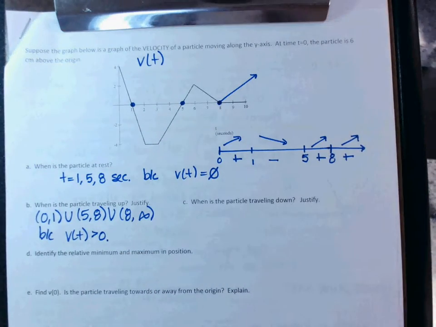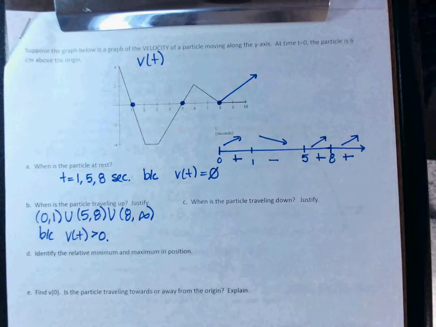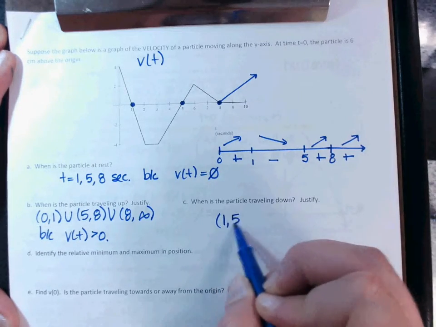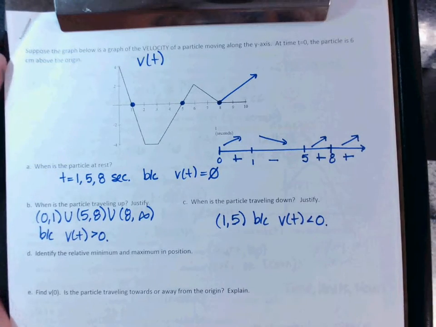Now, let's talk about something real quick. Could I say 5 to infinity if I put that velocity is greater than or equal to 0? Would that be okay? Yes. But if you're going to squish it all together in one subinterval, then you would have to say the velocity is 0 or positive. You're allowed to do that, but you have to put a little equal to on that guy if you want to group it all together. Make sense? Okay, second part, when is my particle traveling down? 1, 2, 5, because velocity less than 0.